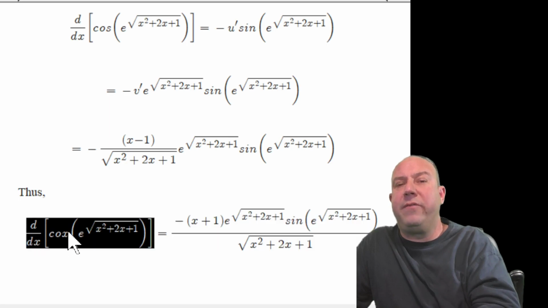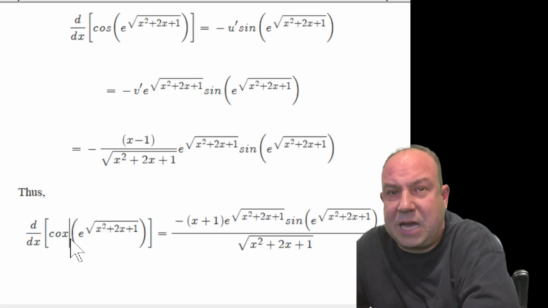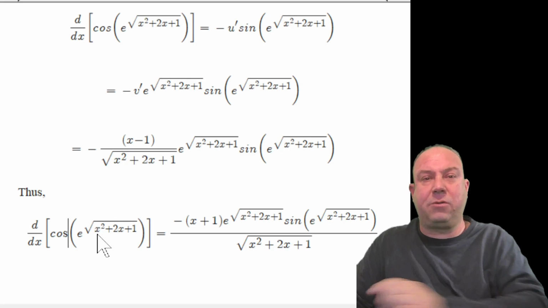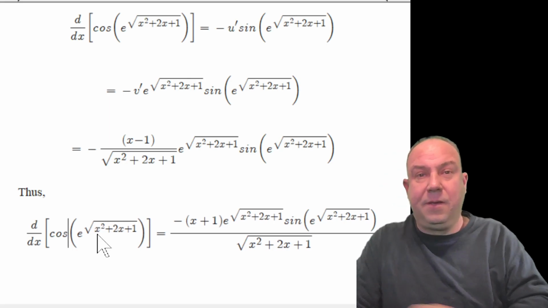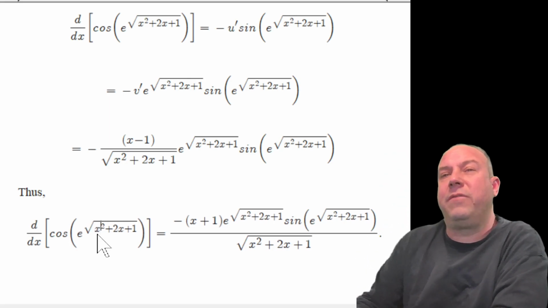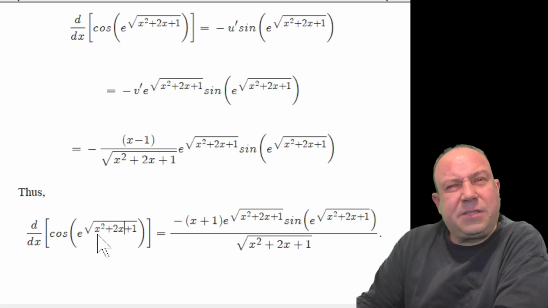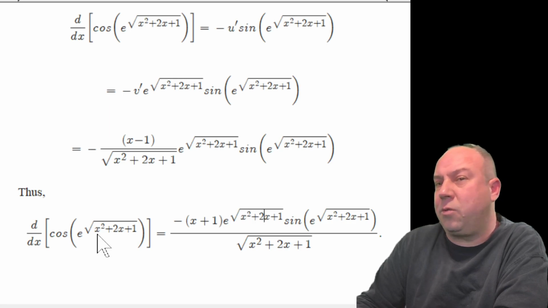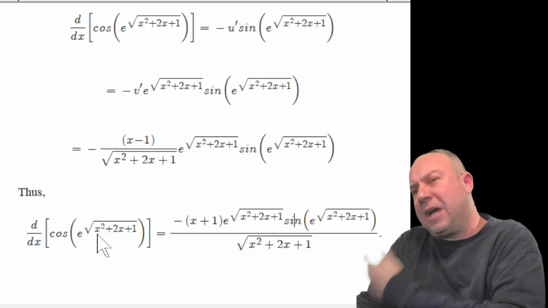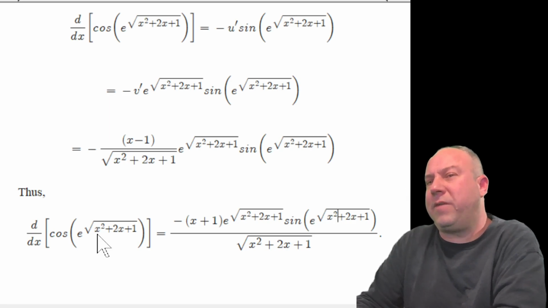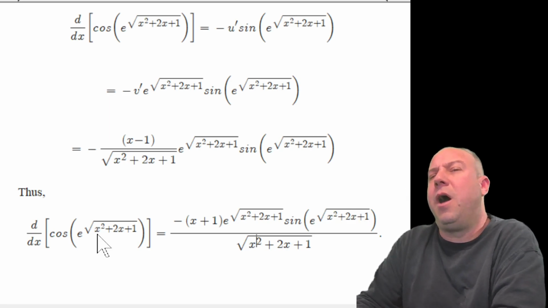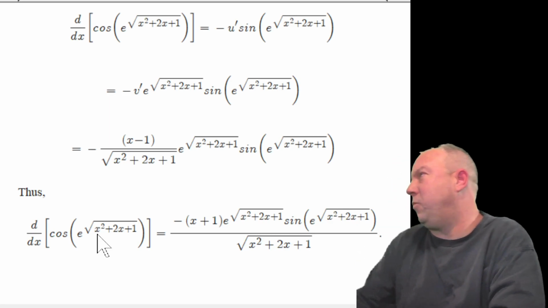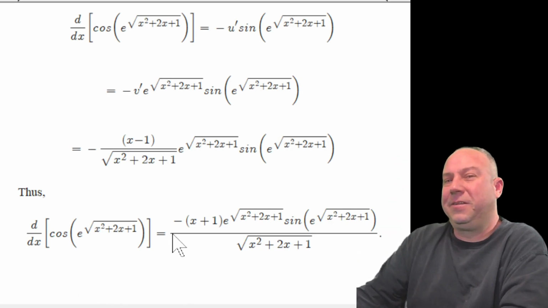We can say the derivative with respect to x for the cosine of e to the square root of x squared plus 2x plus 1 is equal to the opposite of x plus 1 times e to the square root of x squared plus 2x plus 1 times the sine of e to the square root of x squared plus 2x plus 1, all divided by the square root of x squared plus 2x plus 1. Right?